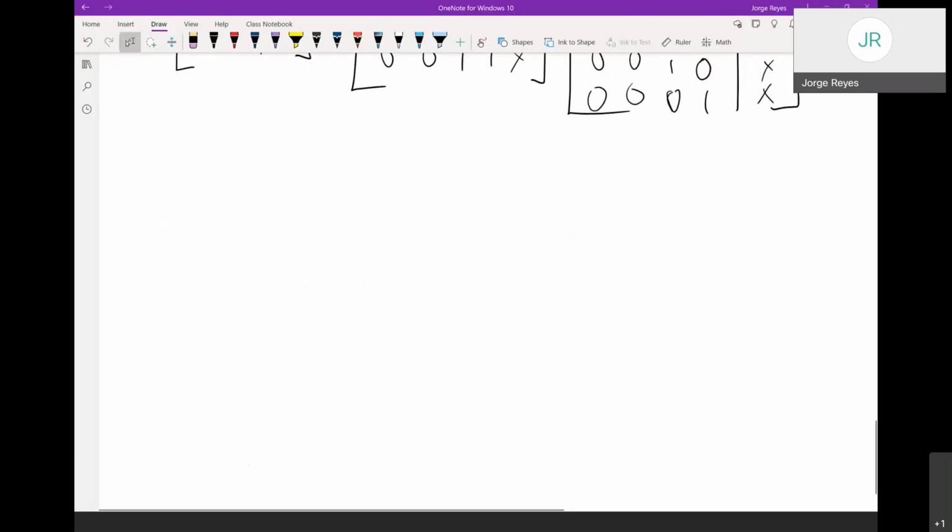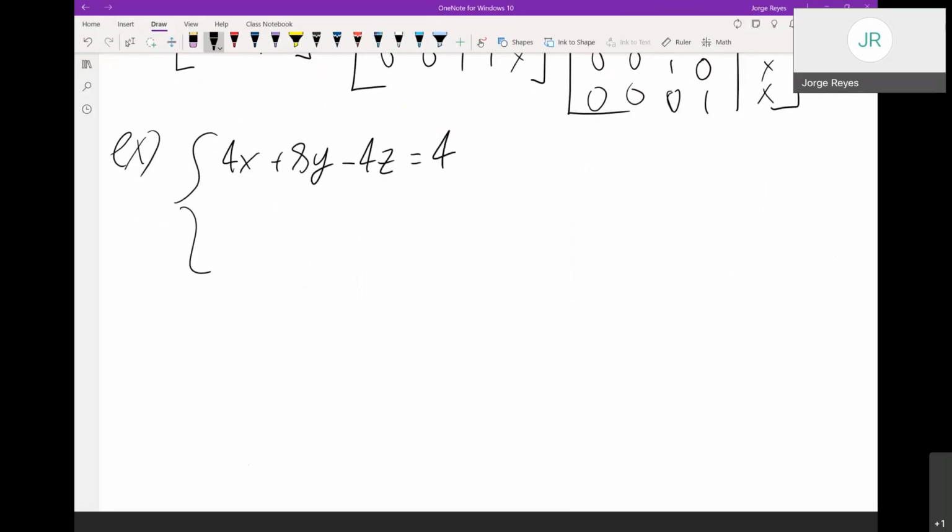4x plus 8y minus 4z is 4. 3x plus 8y plus 5z equals -11.